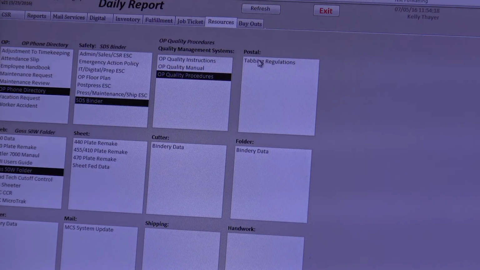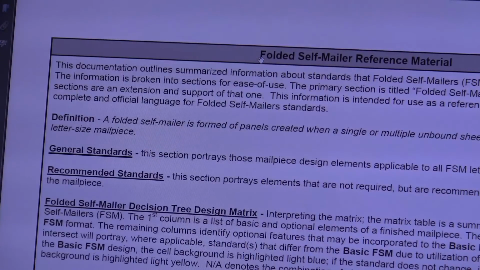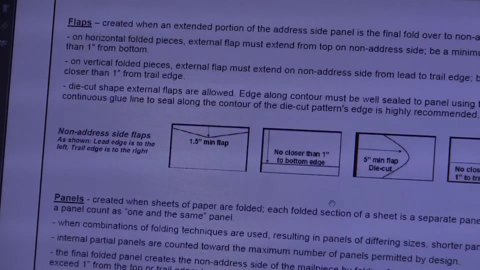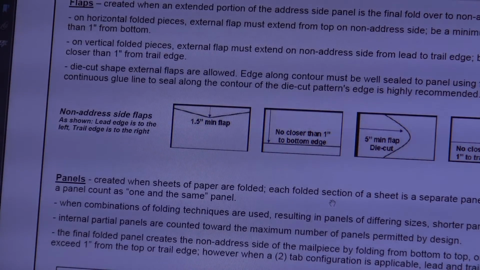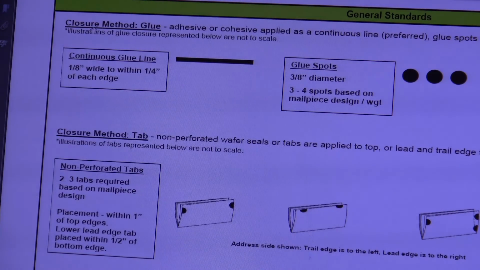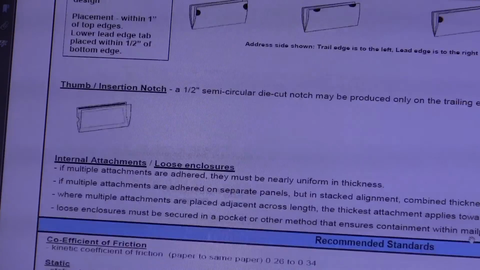In the postal section, you've got tabbing regulations. Tabbing regulations are just a friendly reminder in case there are some inaccuracies or conflicting information on the ticket. We always default to postal specs. And here it gives us a standard of when you need to use a continuous glue line, when 3 glue dots are required, when you can tab, 2 on the face, 1 on the tail, what size tabs you can use.